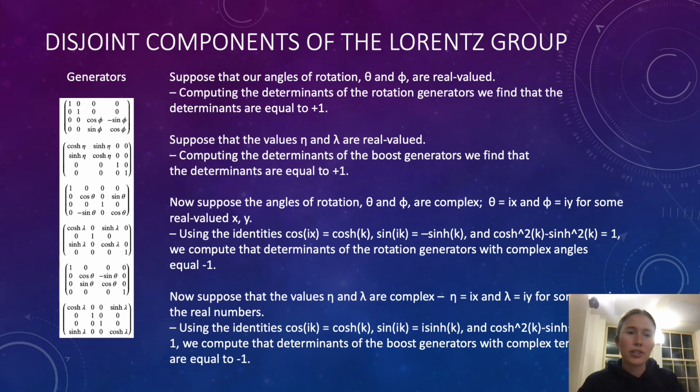One thing I wanted to briefly mention about the disjoint components of the Lorentz group is that we can use the determinant to determine whether a specific generator or a specific transformation that's an element of our Lorentz group flips the parity of space. If the determinant of the matrix is equal to +1, then the parity of space remains the same. If it's -1, then the parity of space is flipped. And we can see how that is related to putting in real or complex values into our generators and getting out different values, either plus or -1 for the determinants.